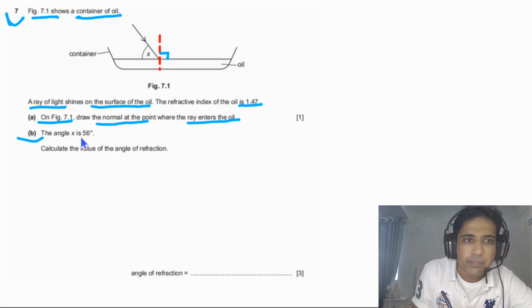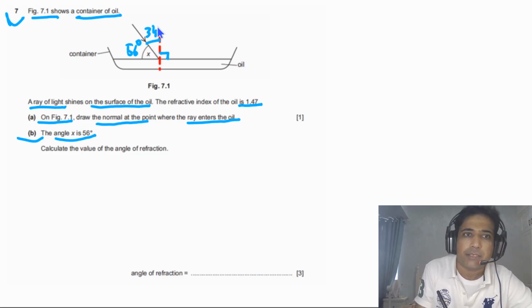For part B, it is given to us the angle X is 56, meaning this angle is given to us, this is equal to 56 degrees. So this one is 56, so this angle has to be 34 because the total angle is 90 degrees.